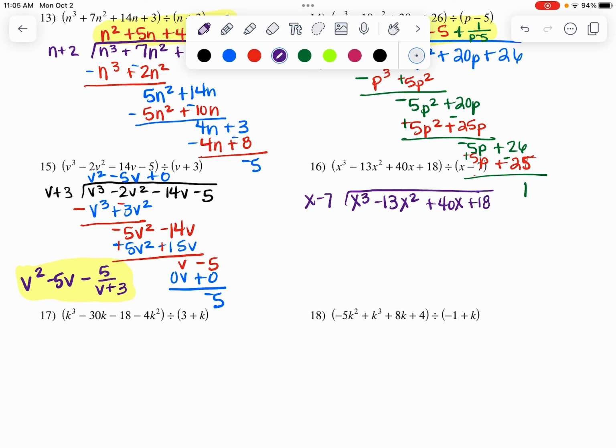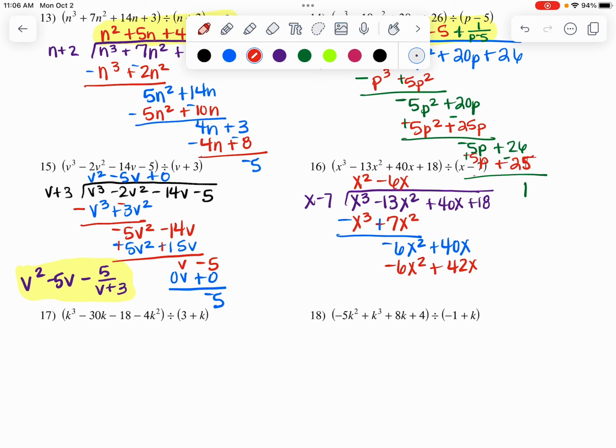Okay, so let's see what we end up with. So I need an x squared. So I have x to the third, and then minus 7x squared. And then whenever I subtract, I end up with, what is that? Negative 6x squared. And then bring down the 40. So I would need a negative 6x. So that's the negative 6x squared, and then positive 42x.